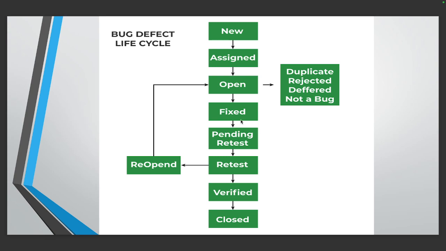Okay, the first state we have, we can also call it a stage, is new. When any new defect is identified by the tester, it falls in the new state. It is the first state of the bug lifecycle. The tester provides a proper defect document to the development team so that the development team can refer to the defect document and fix the bug accordingly.